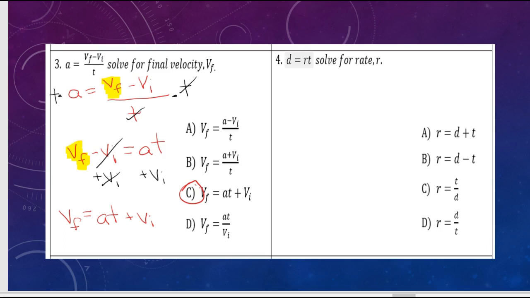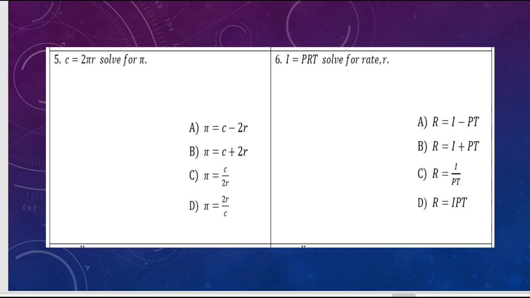Number 4, distance equals rate times time, so D equals RT. And this has us solving for R, so the only thing that needs to move is a multiplied T. We move a multiplied something by dividing by that something. Whatever I do to one side, I do to the other. I'm going to put R on the left because that's where I like the variables I solve for to go. And R equals distance divided by time, which in this particular problem is D.